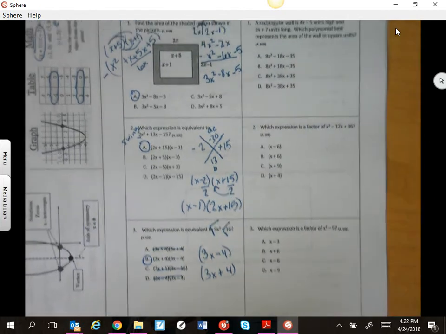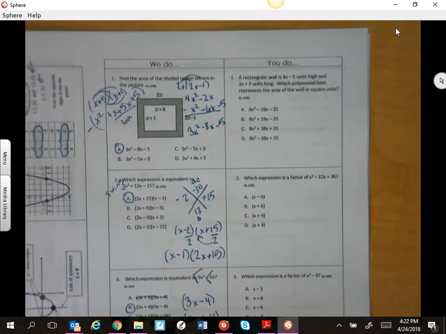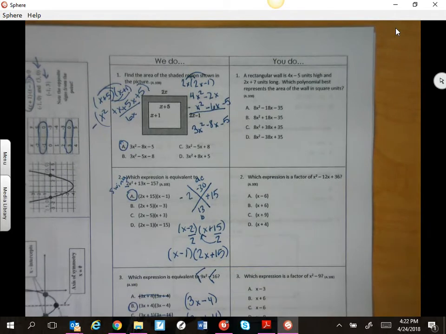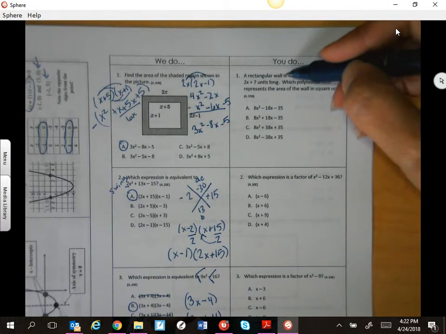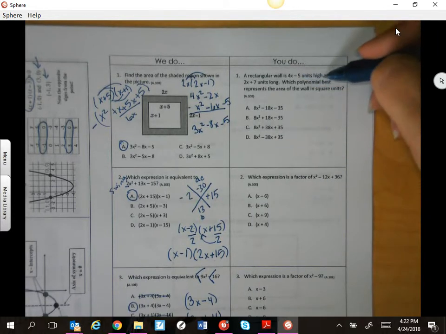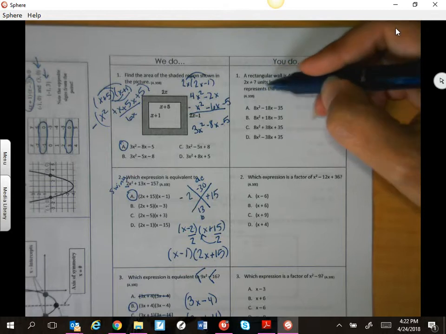So I would like you to try the you do, and then when you come back, I'm going to show you the answers. So welcome back. It says the rectangular wall is 4x minus 5 units high and 2x minus 7 long.